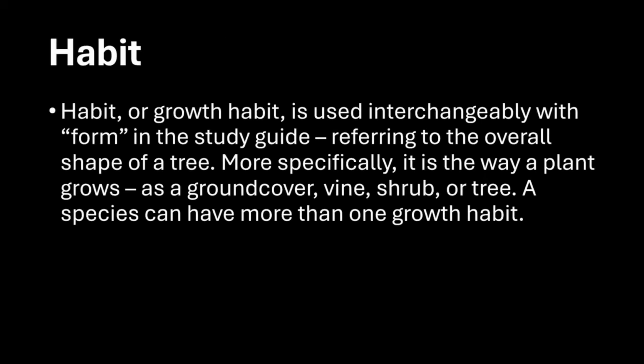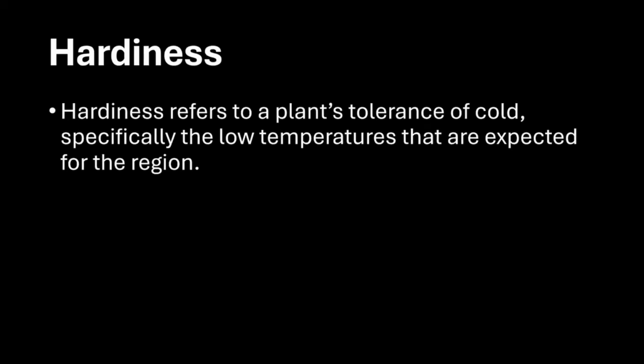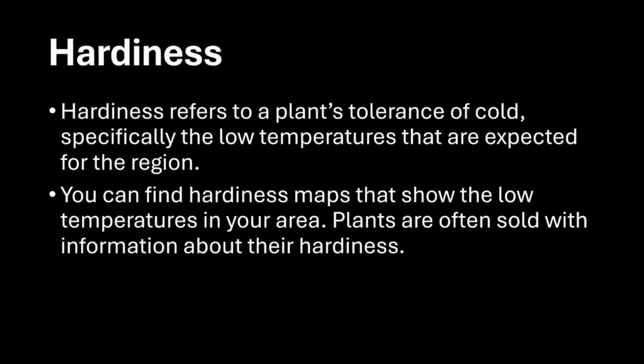Habit. Habit or growth habit is used interchangeably with form in the study guide, referring to the overall shape of a tree. More specifically, it's the way a plant grows, as a ground cover, vine, a shrub, or a tree. One species can have more than one growth habit. Hardiness. Hardiness refers to a plant's tolerance of the cold, specifically the low temperatures that are expected in your region. You can find hardiness maps that show the low temperatures in your area. Plants are often sold with information about their cold hardiness.